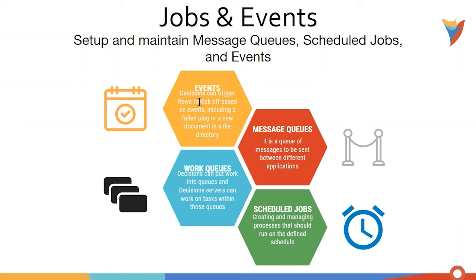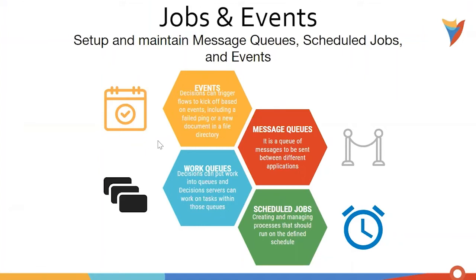Events is something where decisions can trigger flows to kick off based on events, including a failed ping, or maybe a new document in a particular file directory, or some external event that occurred. So it can be anything. Based upon that event happening, we can schedule a job.